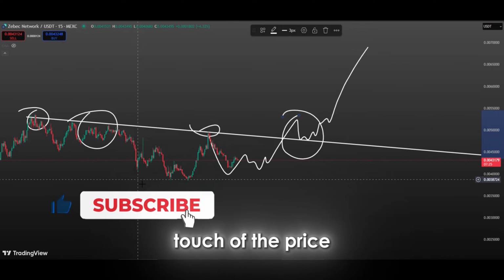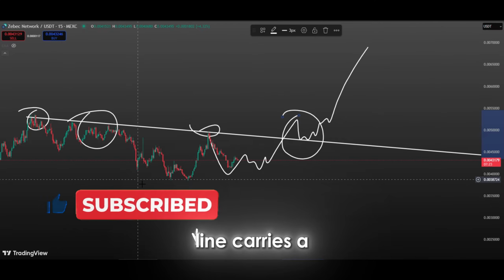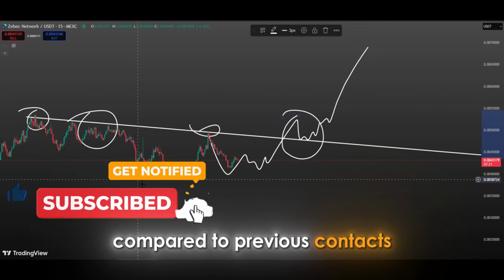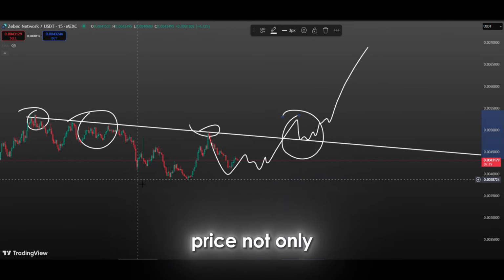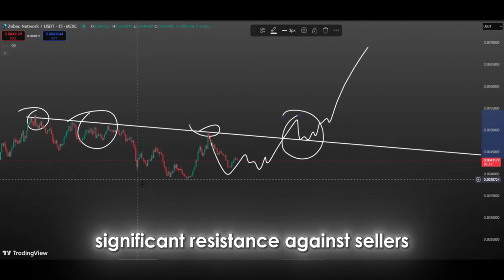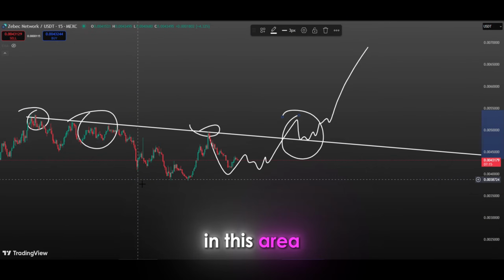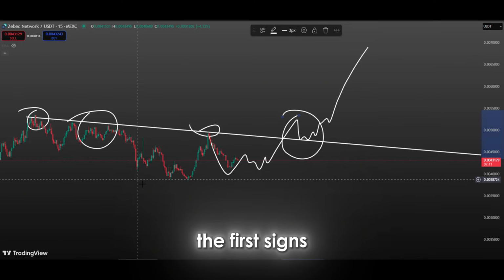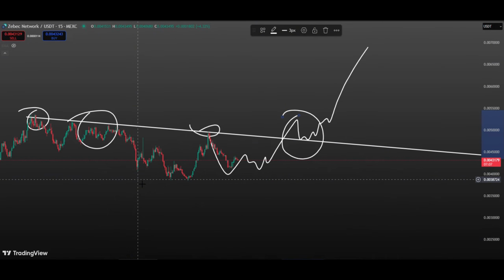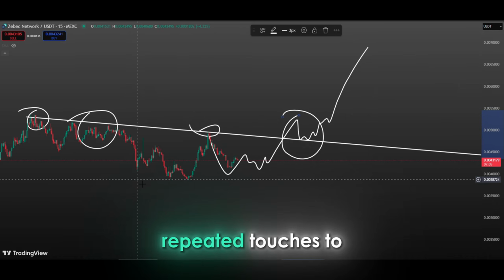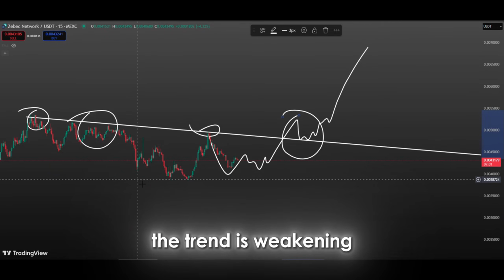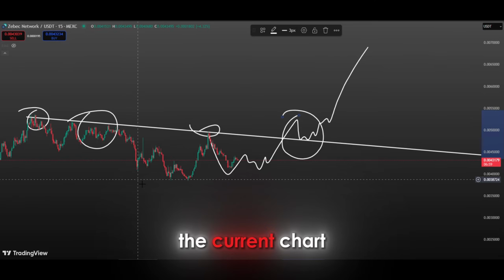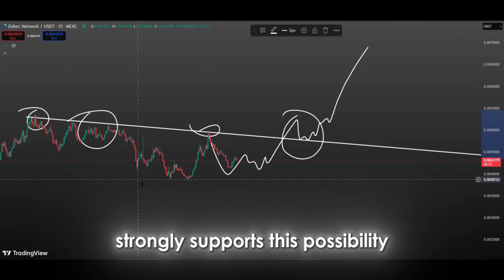The most recent touch of the price to this downtrend line carries a different energy compared to previous contacts. This time, the price not only touched the trend line but also showed significant resistance against sellers in this area, with the pullback remaining limited. This may be considered one of the first signs that sellers are losing strength and buyers are gaining confidence. In technical analysis, repeated touches to a downtrend line usually indicate that the trend is weakening and may eventually break. The current chart strongly supports this possibility.